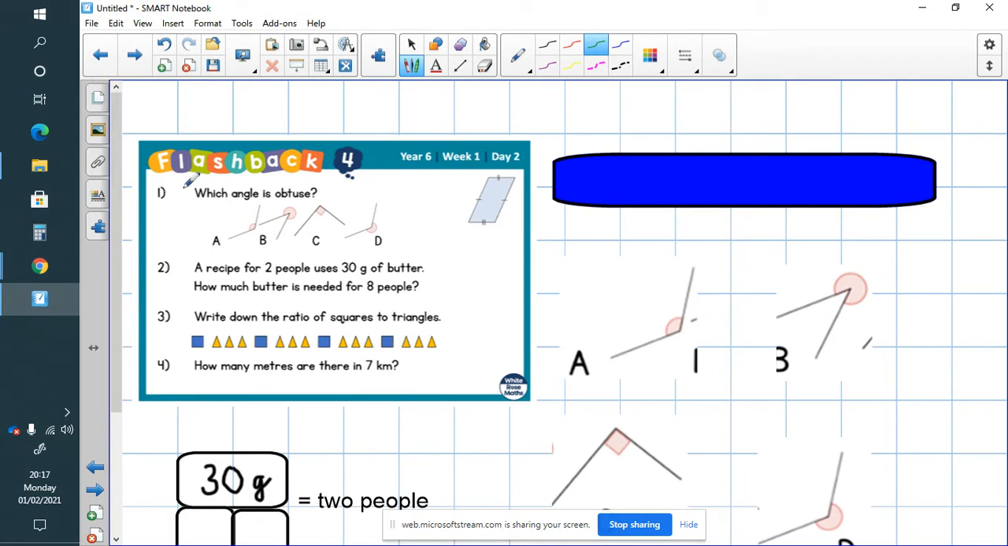Okay, so question 1 then. Which angle is obtuse? A, B, C, or D? So first of all, we've got this keyword obtuse in the question. What does obtuse mean then? Just give yourselves 10-20 seconds to remind yourself of that definition.